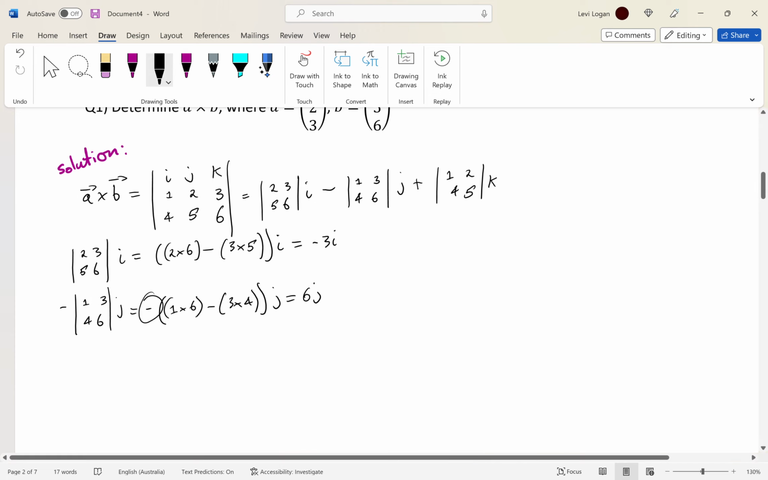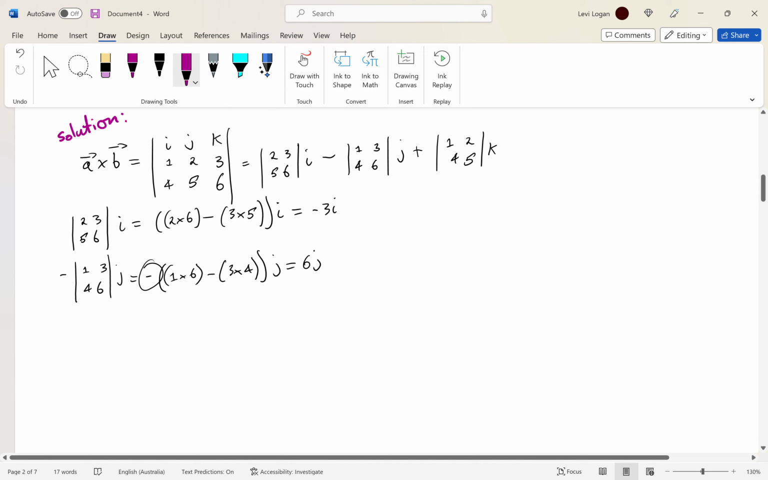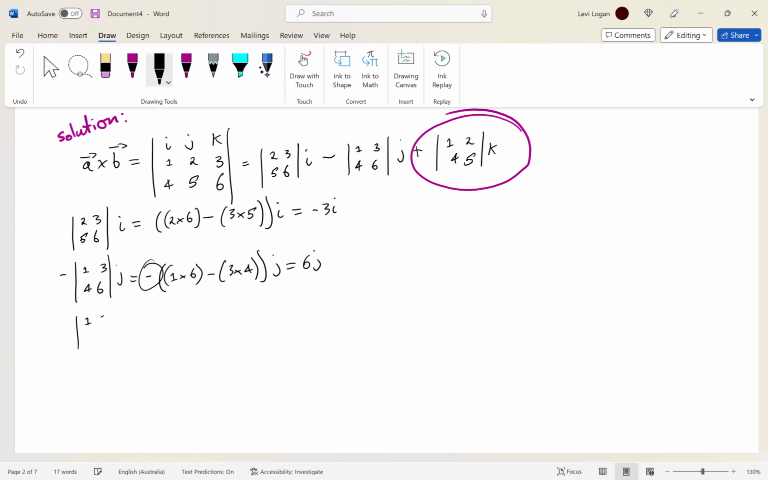And we're almost done with this first question. All we have to do now is find the determinant of this matrix here. So we're going to have matrix 1, 2, 4, 5. Multiply these two numbers, so we have 1 multiplied by 5, subtract 2 multiplied by 4. This is going to be 5, this is going to be 8, minus. So we're going to have negative 3k.